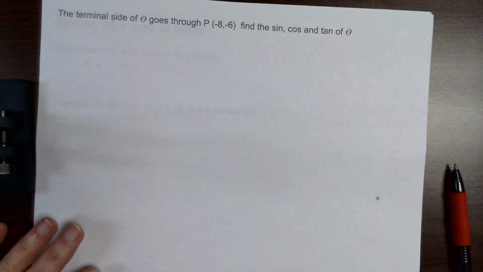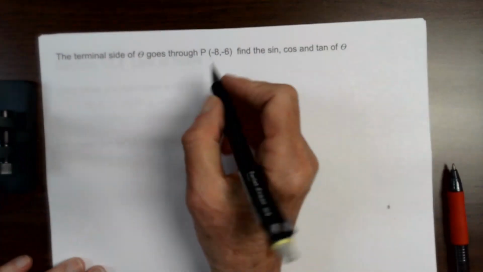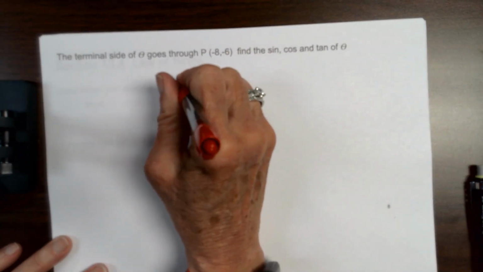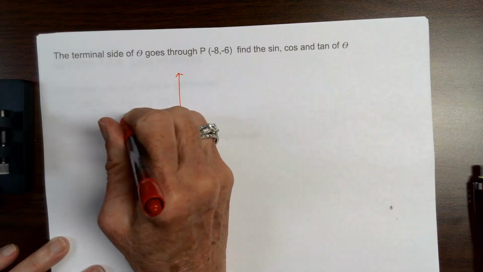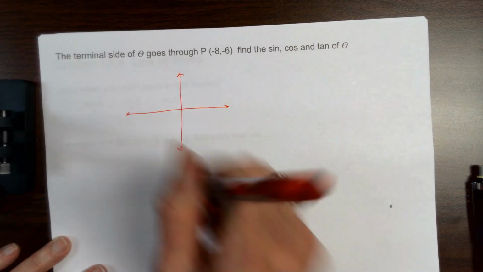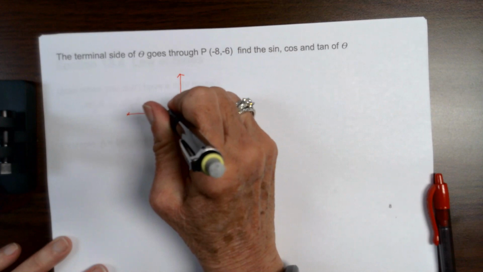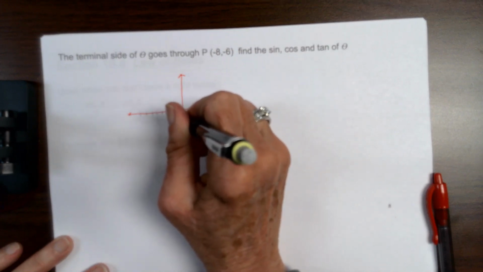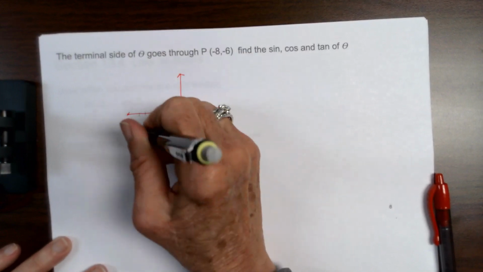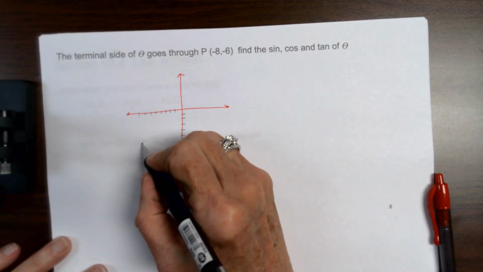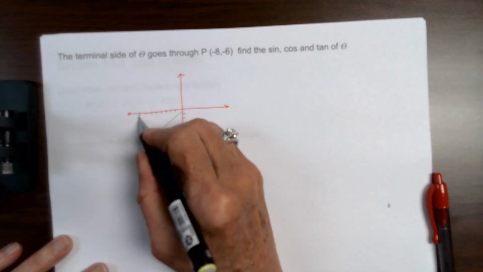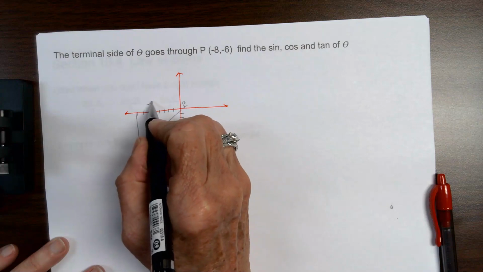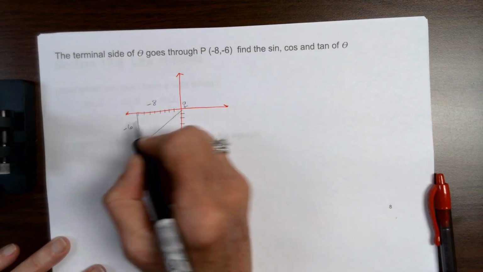Okay, let's do another one of those. Okay, again, I'm making my coordinate plane here. 1, 2, 3, 4, 5, 6, 7, 8. 2, 3, 4, 5, 6. Okay, I'm going to make my triangle. I'm going to be standing right there. Okay, this is a negative 8 and this is a negative 6.